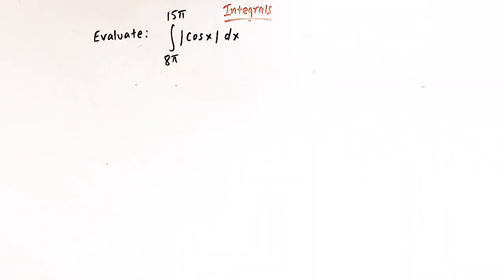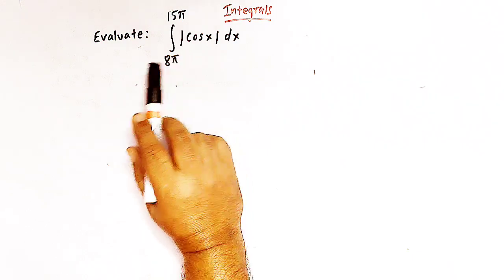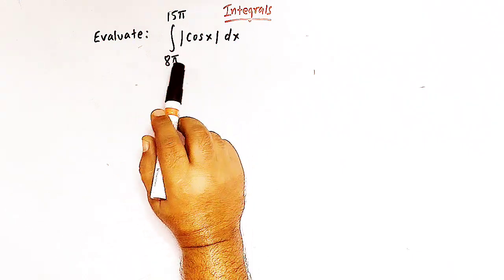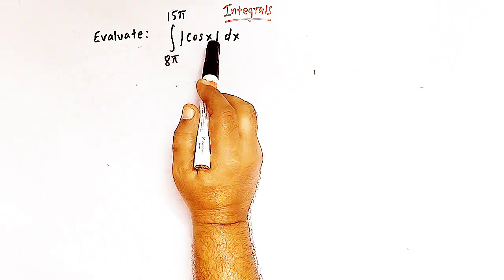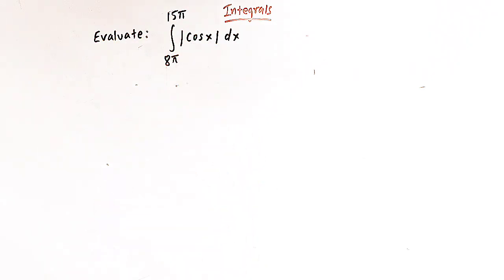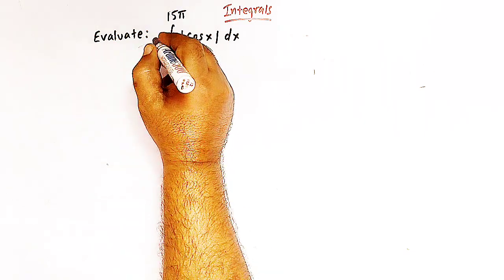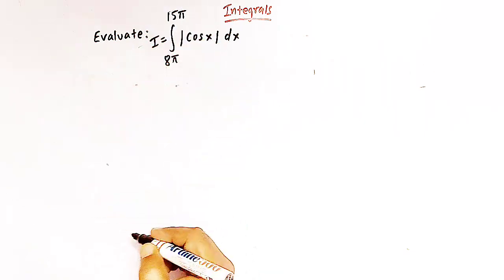Hello viewers, in today's session we are going to discuss another important and conceptual problem from definite integrals. In this session we are going to evaluate this integral where we have the limits from 8 pi to 15 pi and the integrand is the absolute value of cosine x. So let us call this integral I.